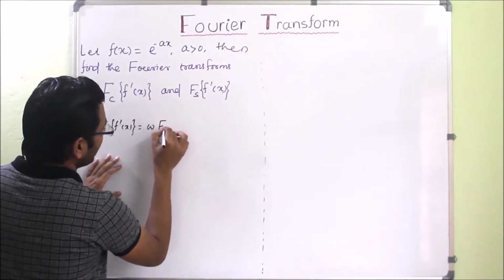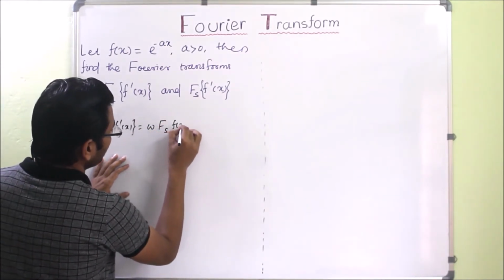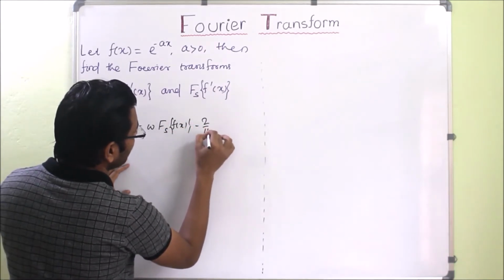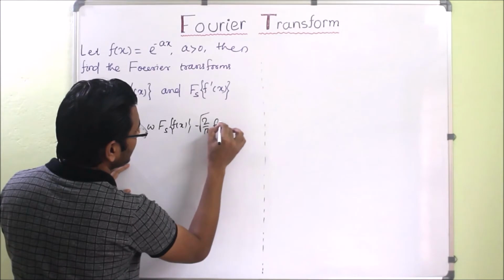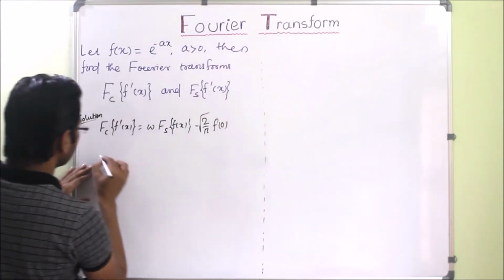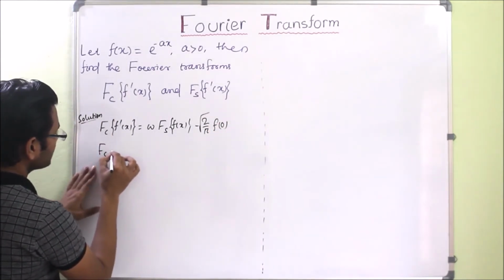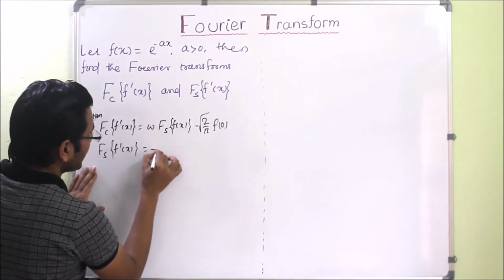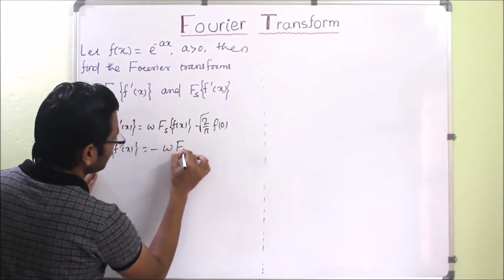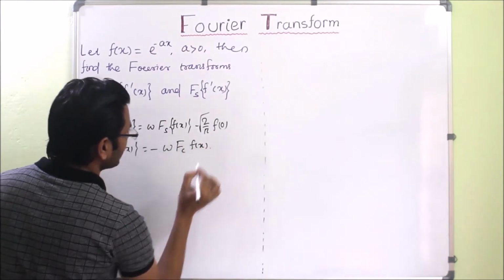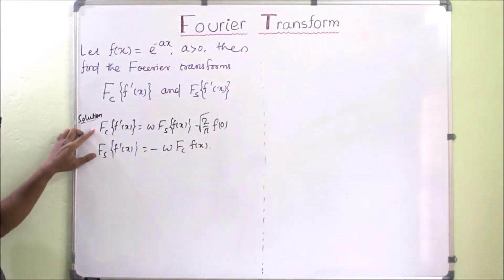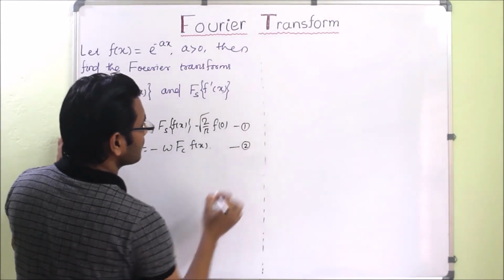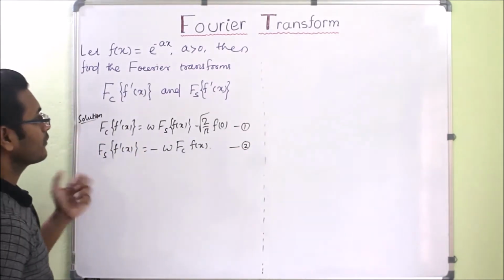w into Fs of f of x, okay, then minus square root of 2 by pi times f of 0, okay. Similarly, Fourier sine transform of f dash x will be what? Minus w into Fourier cosine transform of f of x, okay. Now, using the first formula, we will first find out the Fourier cosine transform of f dash x. Using second formula we can use.